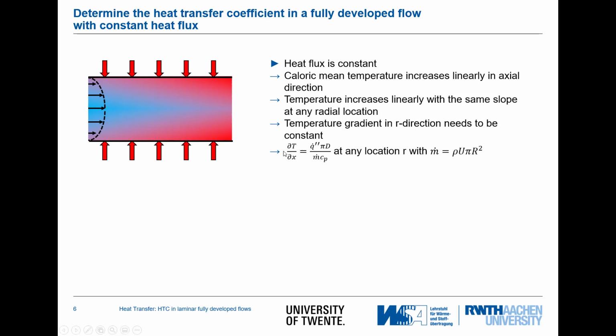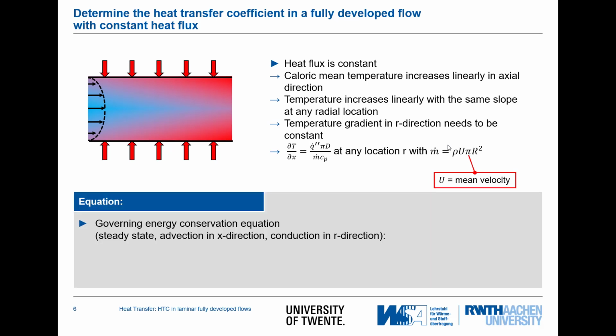And we know that the change of the axial temperature dT/dx is directly coupled to the heat flux, the heat capacity flow m dot Cp, and the size of the channel. And this, of course, with the mass flow depending on the density, the area and the velocity, where u is the mean velocity of the flow.